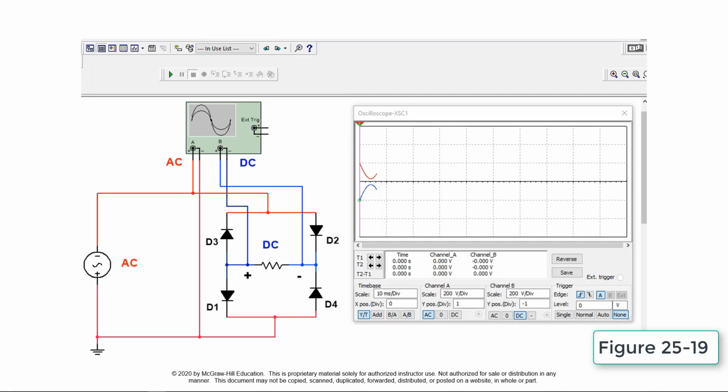The simulation is turned on to observe the rectification of the input signal. Note the red scope trace represents the input signal, the blue trace the output. The full-wave rectifier makes use of both halves of the AC input wave.